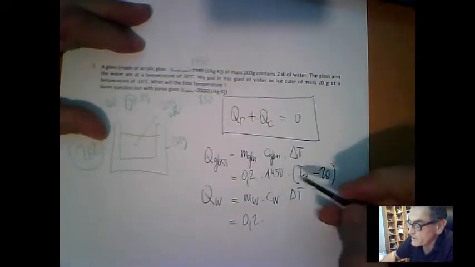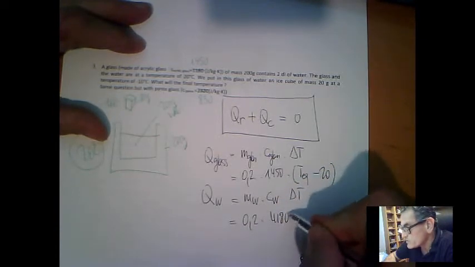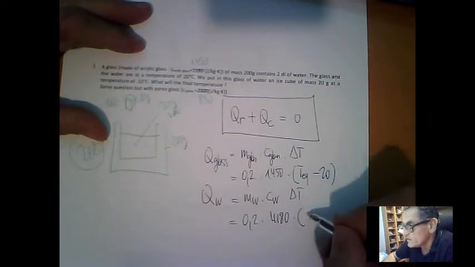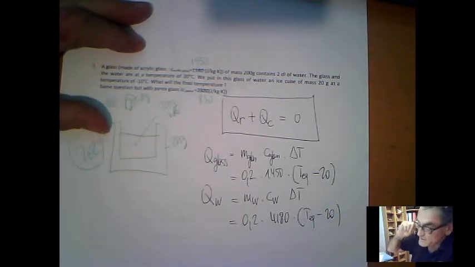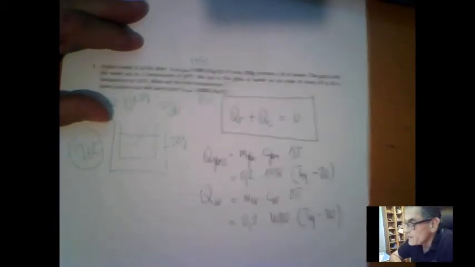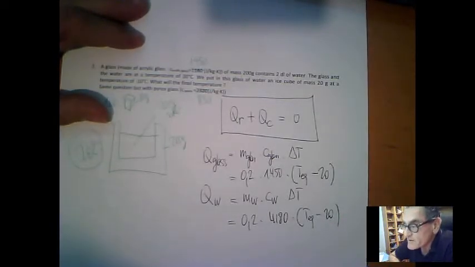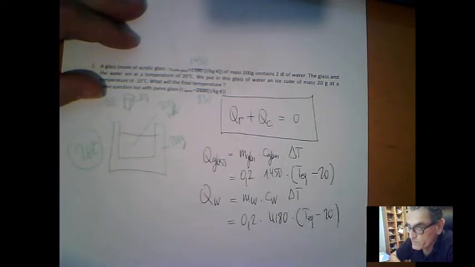The mass of the water is 0.2. The C of the water is 4180, and the delta T is the same because the glass and the water which is inside are initially at the same temperature, and they will end up at the same equilibrium temperature, right? And now I have two more terms to write for the ice cube.